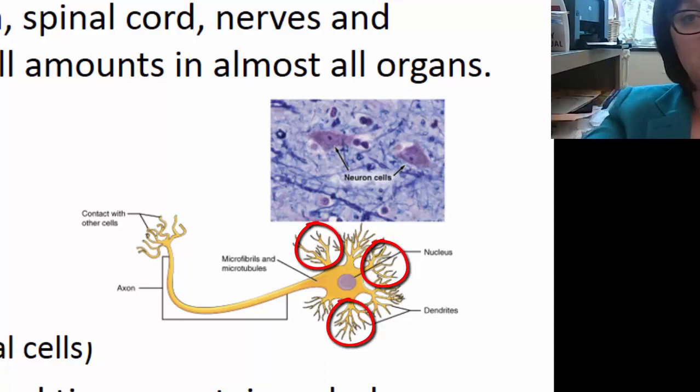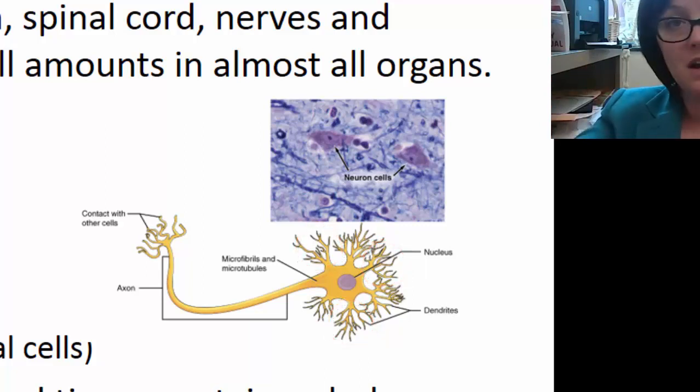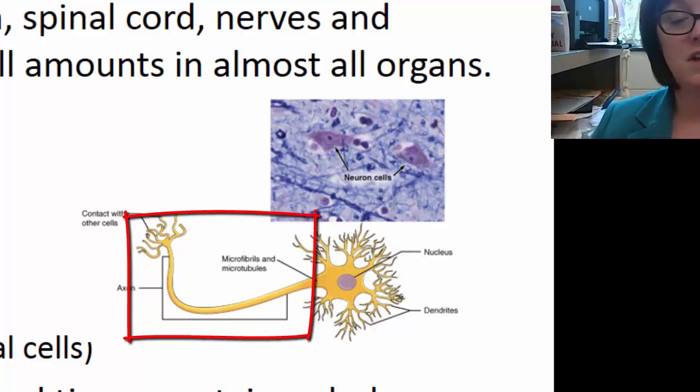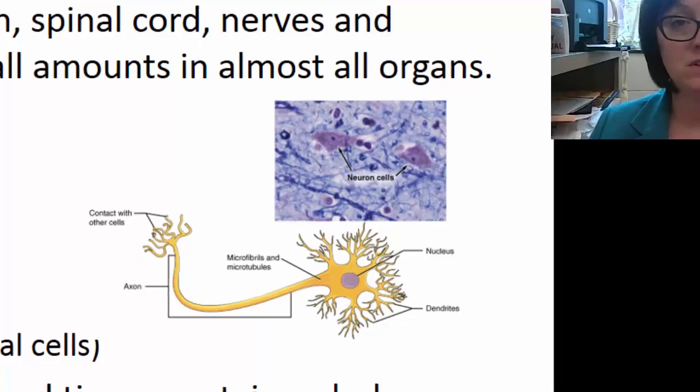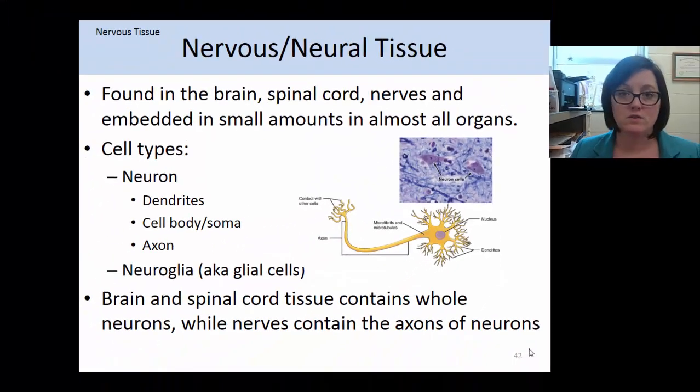And the job of the dendrite is to bring the signal into the neuron, so that they act like an antenna bringing a signal in. The long, thin extension is called an axon, and the axon is acting like electrical wiring, and it's carrying the signal away from the cell body of that neuron, and it's delivering that signal to another neuron or another cell.